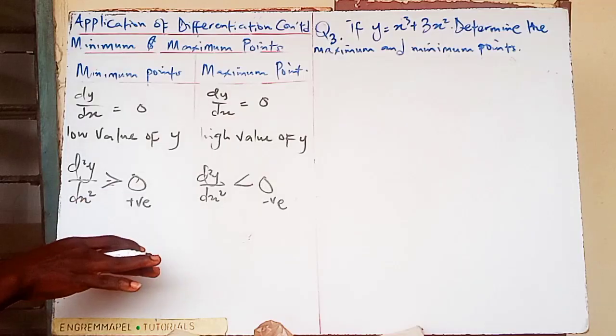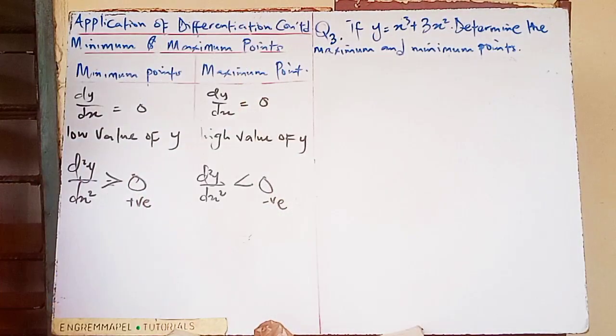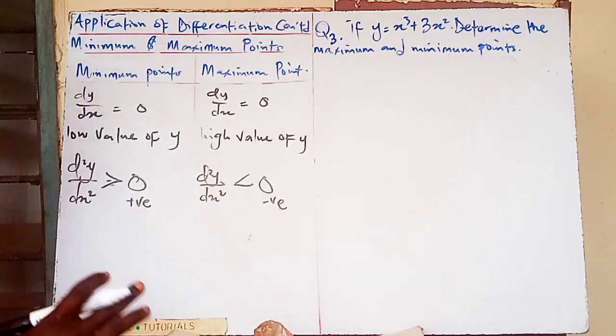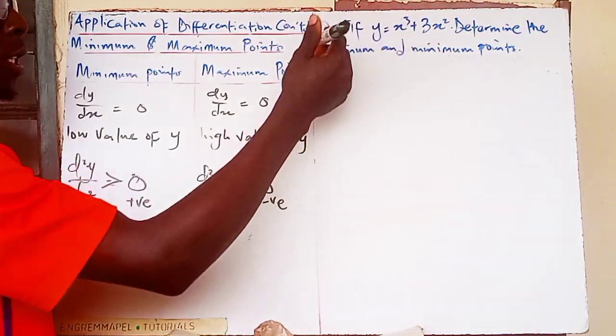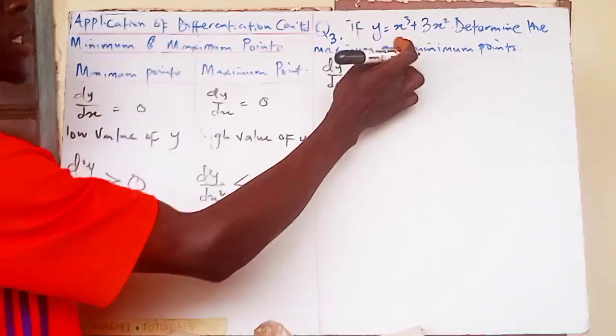That's for the second derivative side. So without wasting much of our time, let's venture into this. Now according to what I said, differentiate your y equals to 0 first. So I will find the differentiation of this. That's dy/dx equals to, let's differentiate this.